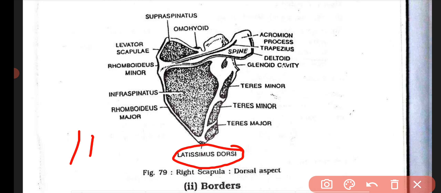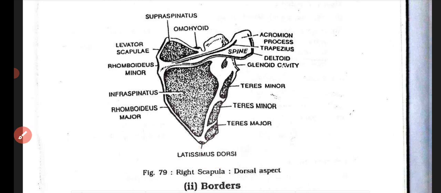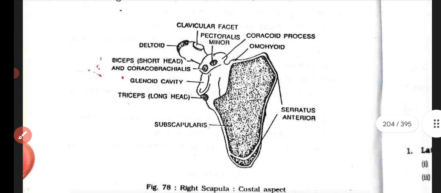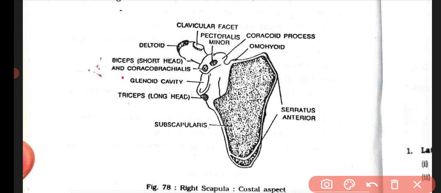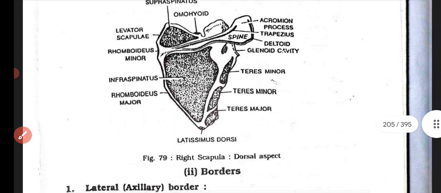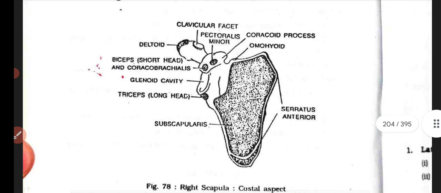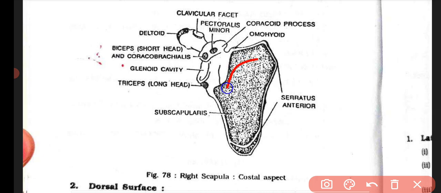So in the costal surface, two muscles mainly: the subscapularis muscle, the whole portion, and the serratus anterior muscle from the medial border. The subscapularis muscle originates and the serratus muscle is inserted from here.